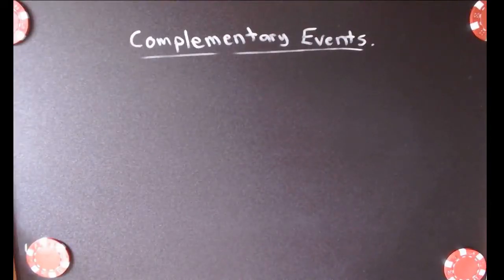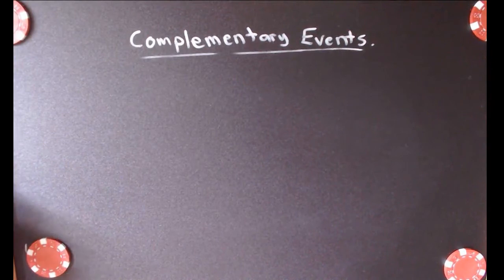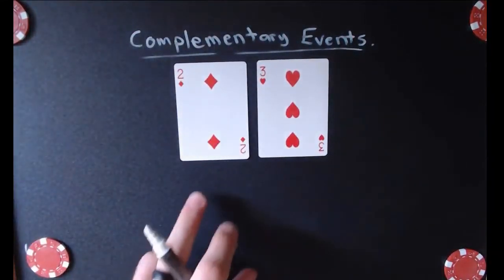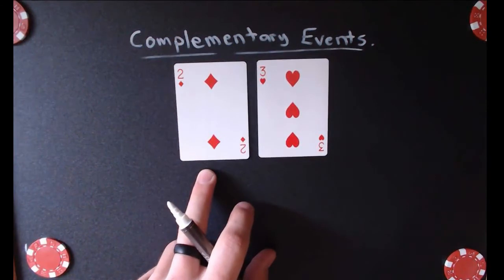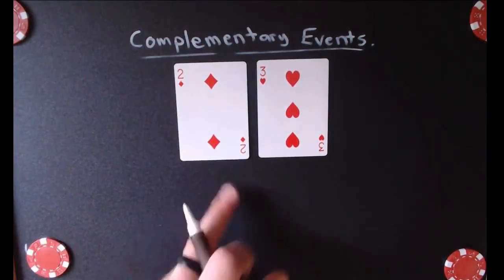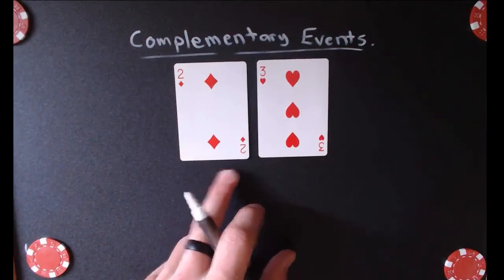A complementary event is just an event where something must happen or it must not happen. So we've got two options and one of them must occur. There's no in between. An example of this would be if I had two cards and I said, what is the probability that I get a 2? Or what is the probability that I get a 3? If I draw one card, it has to be either a 2 or a 3.